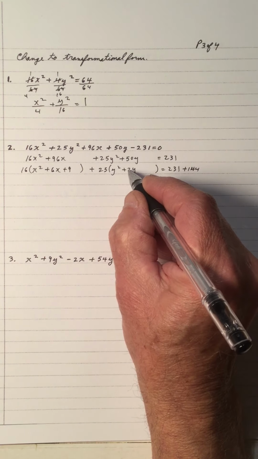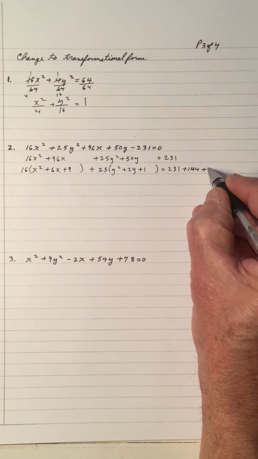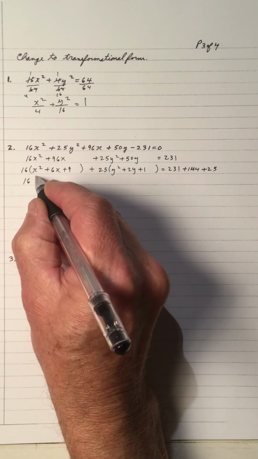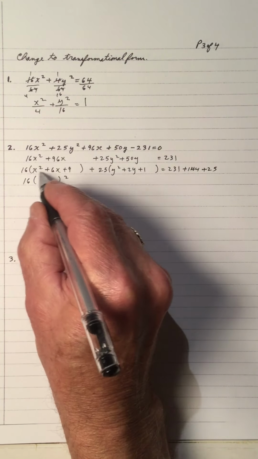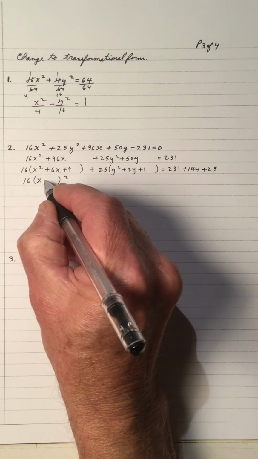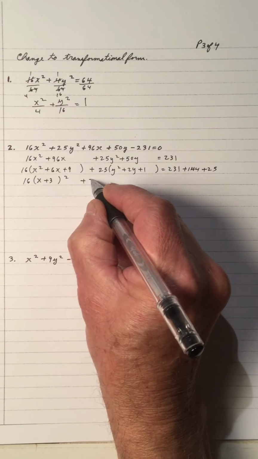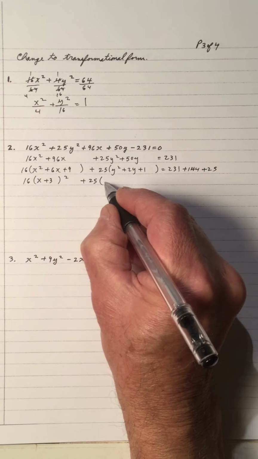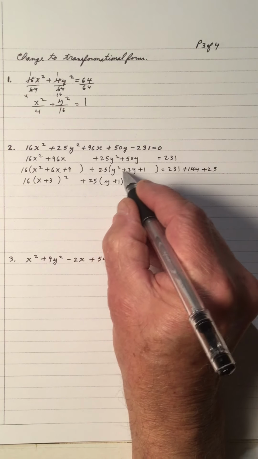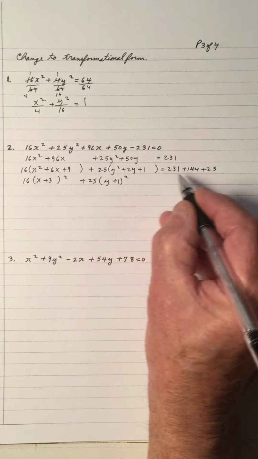Half of 2 is 1. 1 squared is 1. So we get a 25. Now we get a 16. And this is a trinomial perfect square. So it's an x. Half of plus 6 is a plus 3. So x plus 3 squared will give you this trinomial. 25. Y squared is a y. Half of plus 2 is a plus 1. So the factor of this trinomial would get x plus 1 squared.